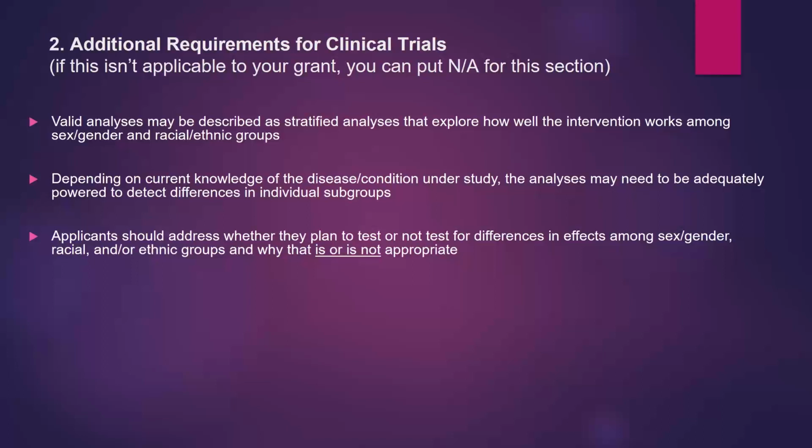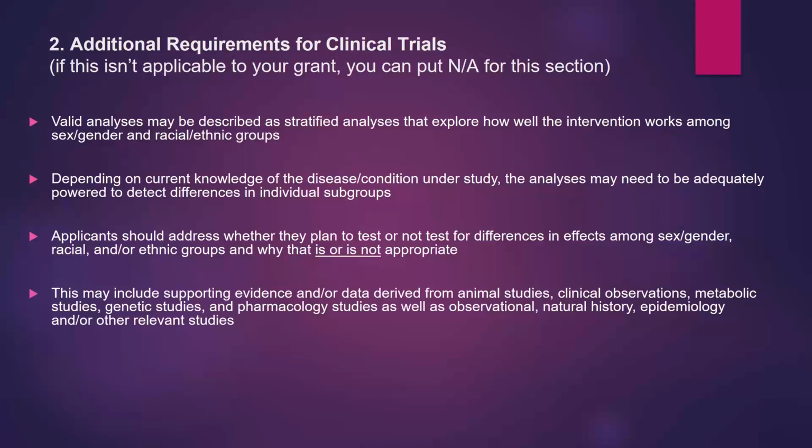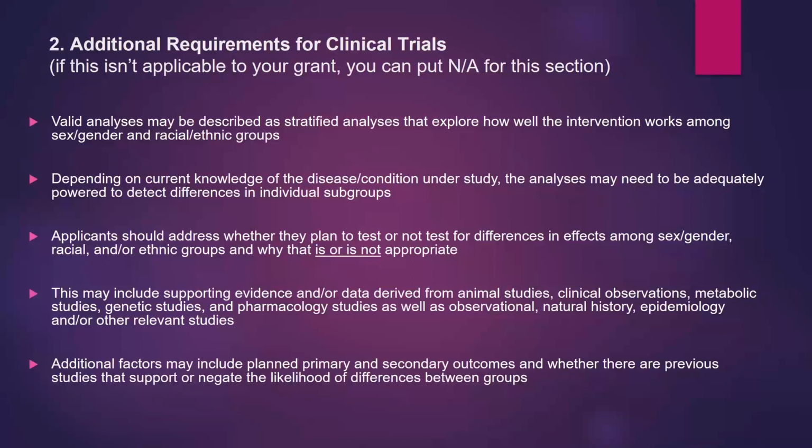So a particular example could be if you're doing a clinical trial for anorexia nervosa and women are more likely than men to be diagnosed with the disorder, how you're not going to test these differences in your intervention in men or study men. So you can include supporting evidence and or data derived from animal studies, clinical observations, metabolic studies, genetic studies, and pharmacology studies, as well as various other types of studies to support your argument. You may include planned primary and secondary outcomes and whether there are previous studies that support or negate the likelihood of differences between all the different groups. So between sexes, between races and ethnicities.